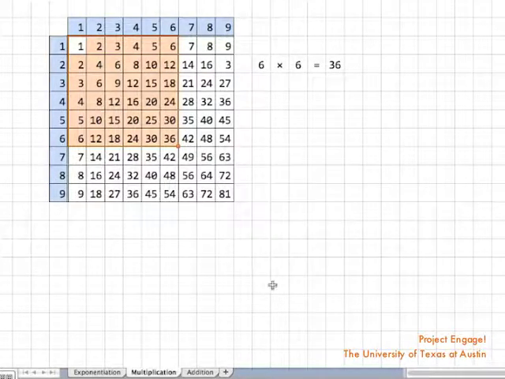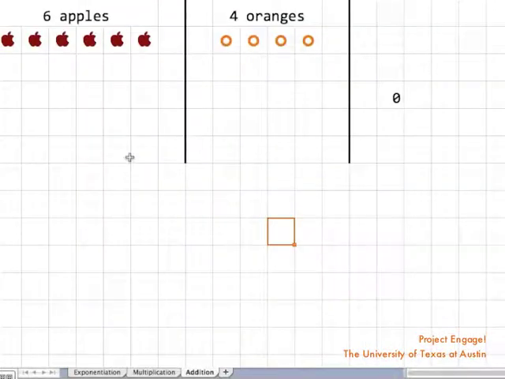Well, how about addition? Surely it's not also a compressed notation. Actually, it is, and I want to take this very simple example of adding apples and oranges. So we've got 6 apples and 4 oranges. How much total fruit do we have? Well, in order to do that, what you really do is count. So addition is sort of a compressed notation for counting.